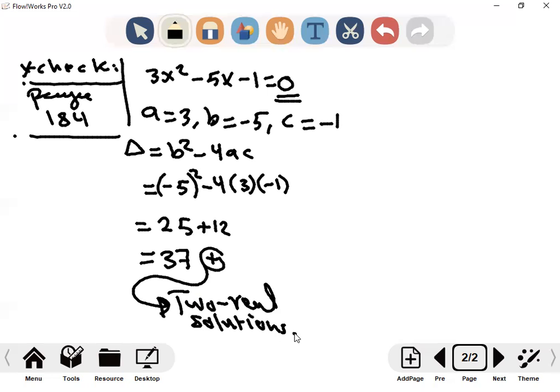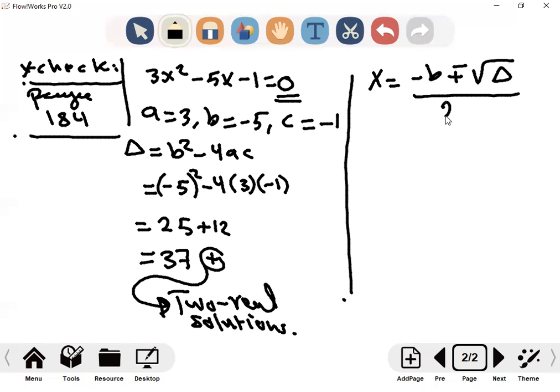Okay? But now let's find them. Write the formula. X equals minus B plus minus square root of delta over 2A, which is equal to minus B. B is negative, and the minus is from the formula. And B is negative, so it will be minus B. Got it? So you have two negatives, one from the formula, one from the number itself. It will be plus 5.